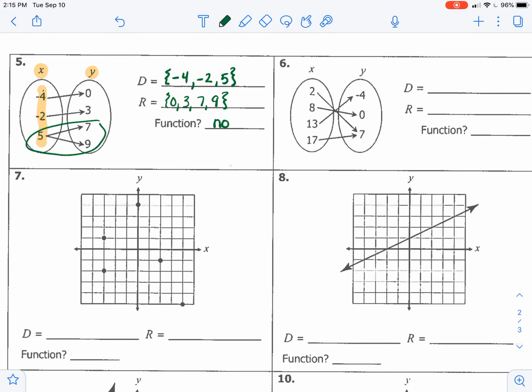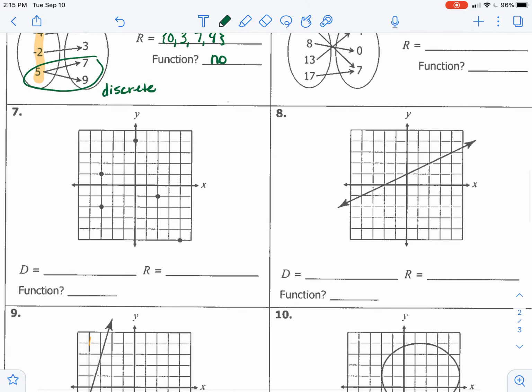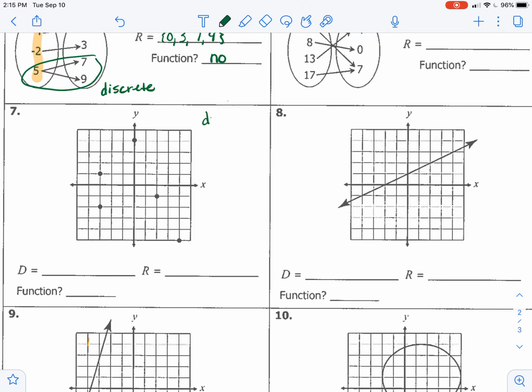Then back up, and I also tell you this would be a discrete graph, because I can see there are actually 4 points there. Number 7, again, this would be a discrete graph, because I can, again, count those points. Now, when you go to do a graph that has a bunch of points written on it, you can do this one of 2 ways.